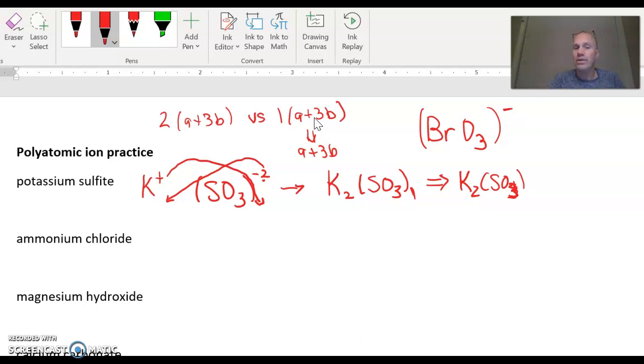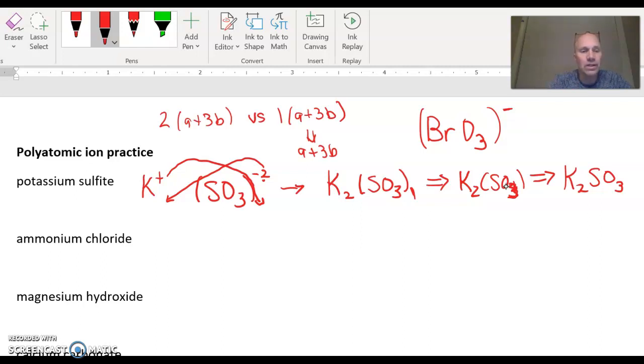In the same way, anytime you ever have 1 of something in a polyatomic ion, you don't need the parentheses. So what we're going to do is just drop the parentheses, and it becomes that formula. So just remember that rule. Anytime you have 1 of a polyatomic ion, drop the parentheses.